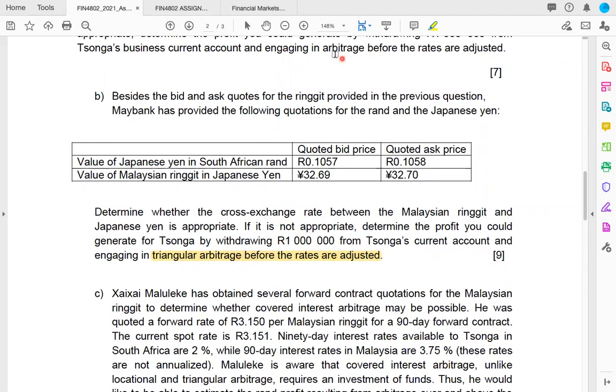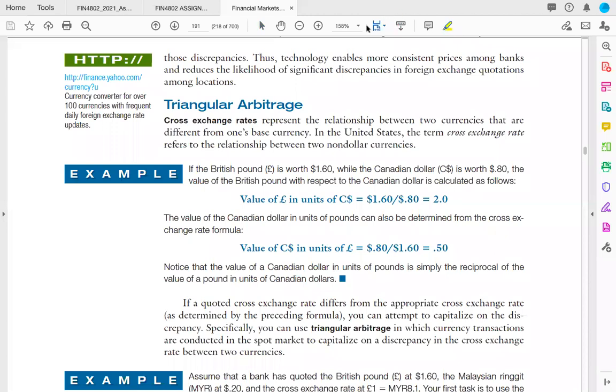Now, the idea behind triangular arbitrage is as follows. I'll also illustrate this to you using a simple example, and then we'll look at this question. I'll use the prescribed textbook to help us with this example, just to make it easier to understand. The prescribed textbook defines cross-exchange rates as the relationship between two currencies that are different from one's base currency. So in the United States, the term cross-exchange rates refers to the relationship between two non-dollar currencies.